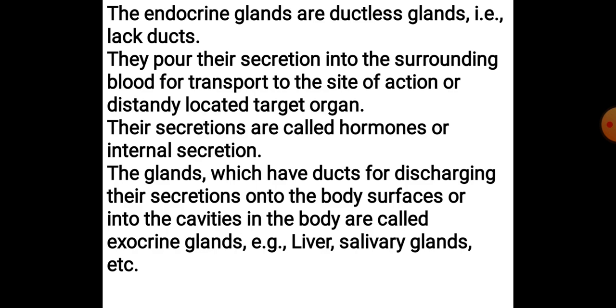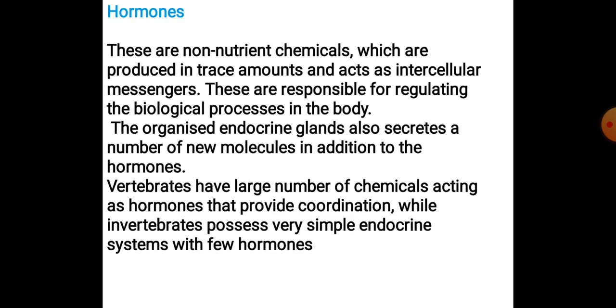The glands which have a duct for discharging their secretion onto the body surface or into the cavities of the body are called exocrine glands. So as compared to endocrine glands, there is another type of gland also present in our body, that is exocrine glands. For example, our salivary glands, while liver and pancreas act as both endocrine and exocrine. They have a definite duct or tube in order to discharge the secretion.